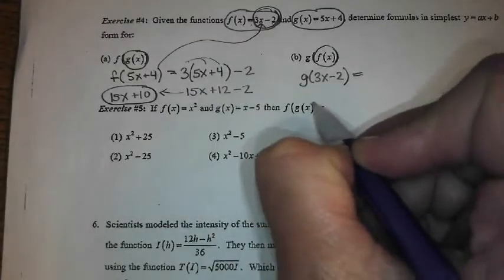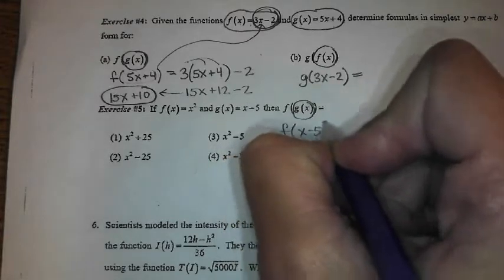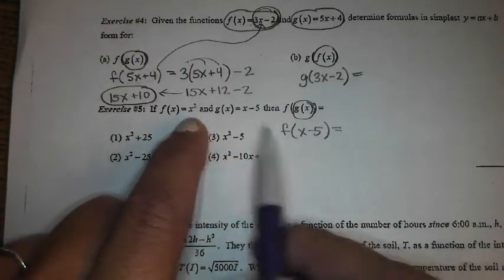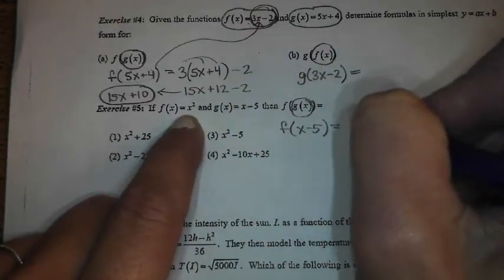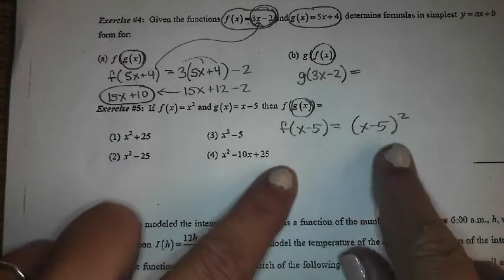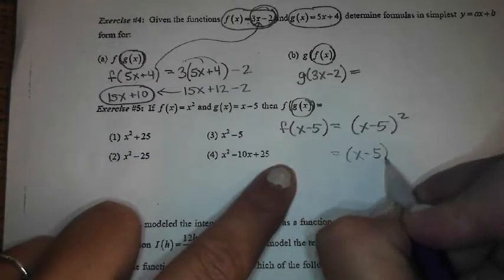So we're taking g of x, which is x minus 5, so f of x minus 5, and we're plugging x minus 5 into the f function. So that's just going to be x minus 5 squared. And when we squared it, it appears that most of us are doing that right. Have we reviewed how to square binomials yet?